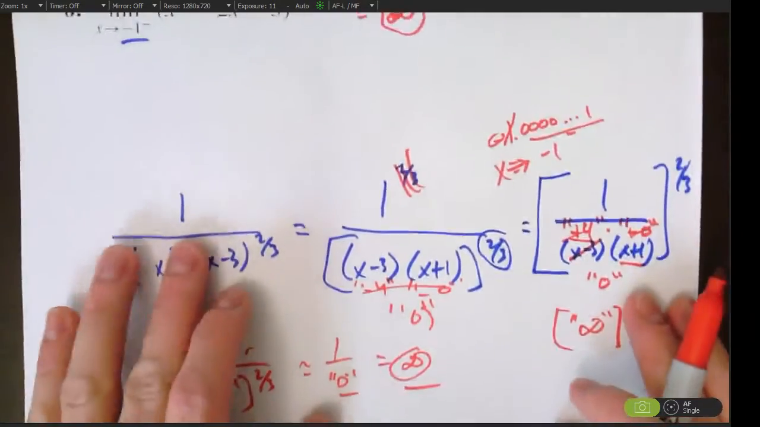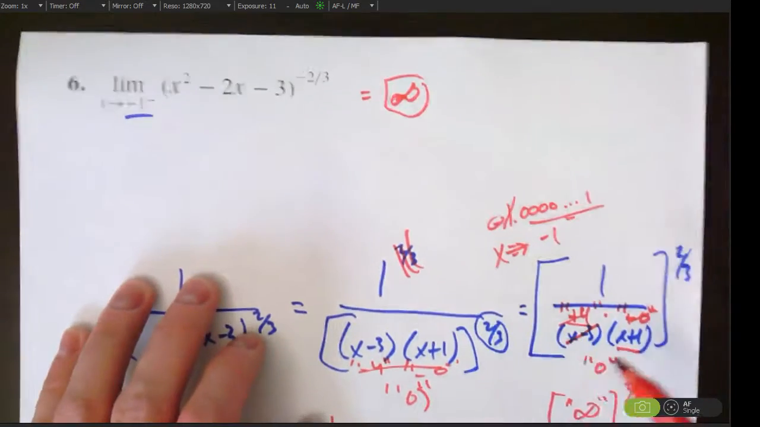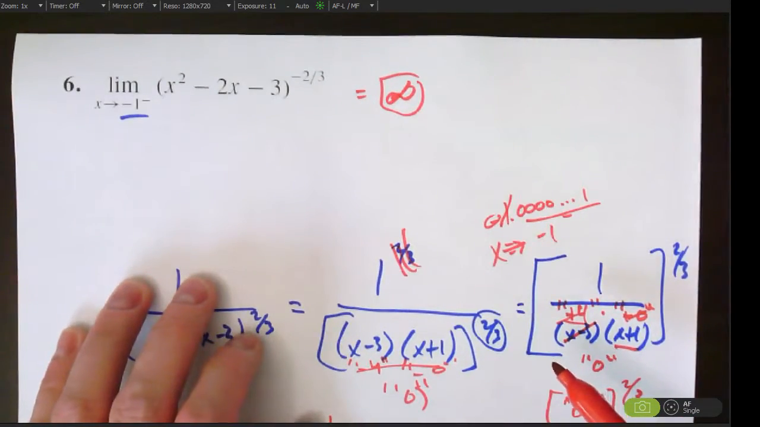Okay. So hopefully that all showed up. I kind of realized I was looking at the paper and not at my screen. But this in the end has a limit of infinity. Okay. Now, number 8.